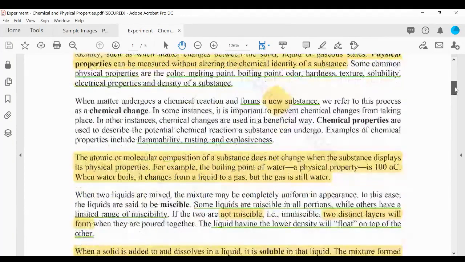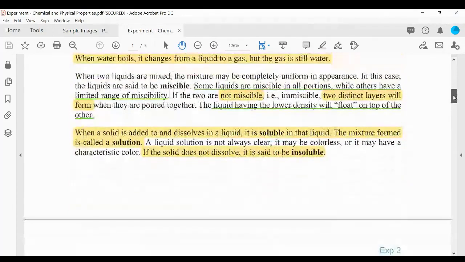Then there is another thing in this write-up that the students need to learn, which is the word miscible. When are two liquids miscible? Well, what does that mean? It means that when you mix two liquids and you look at them, they look completely uniform. You don't see the difference. That means that they are miscible.